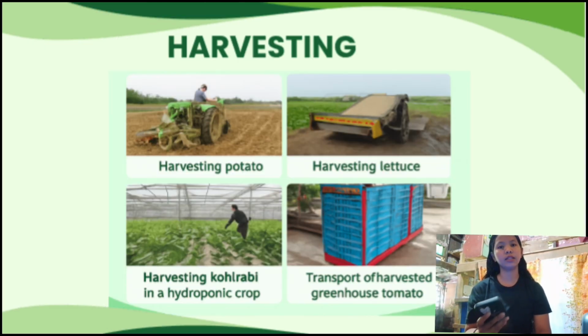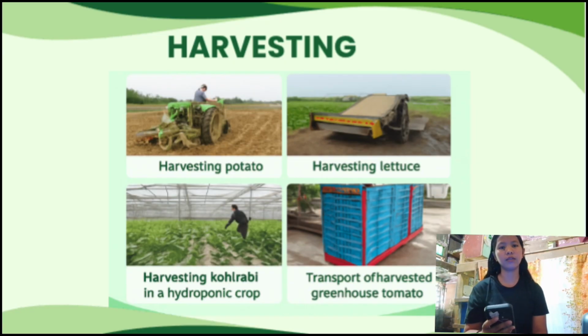So next is harvesting. So what is harvesting? Harvesting is the process of gathering or collecting mature crops from the field. It is the final step in crop production where we remove the produce that is ready for consumption or marketing. So now let's look at the different examples of harvesting shown here.